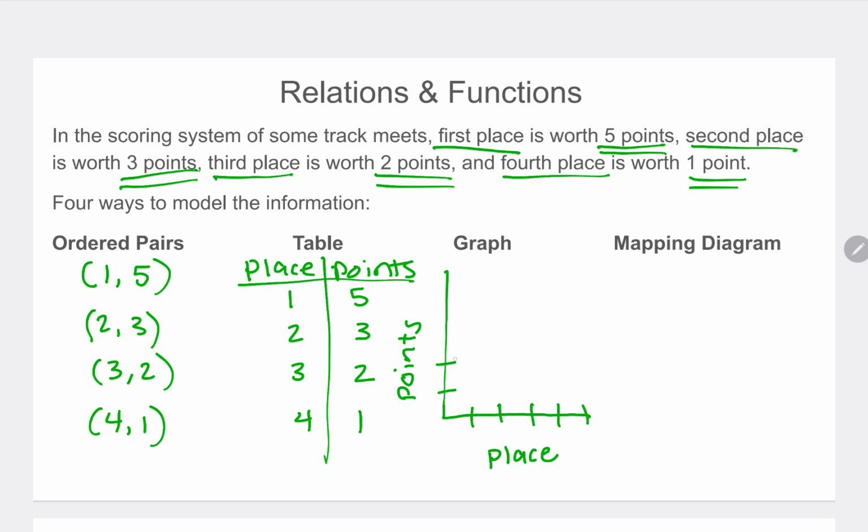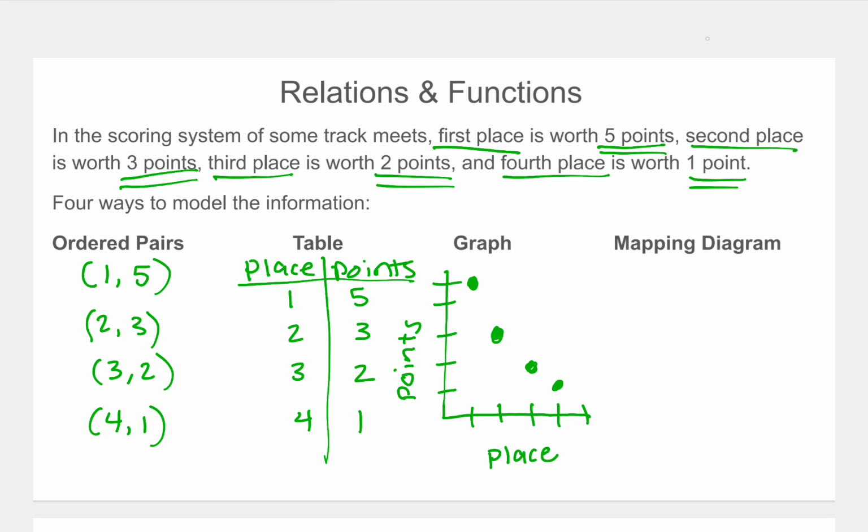We could keep going. So first place is worth 5 points. We can put that point up there. Second place is 3 points. Third place, 2 points. Fourth place, 1 point. But one question you have to ask yourself if you are going to create a graph is, do you need to connect the points or not?